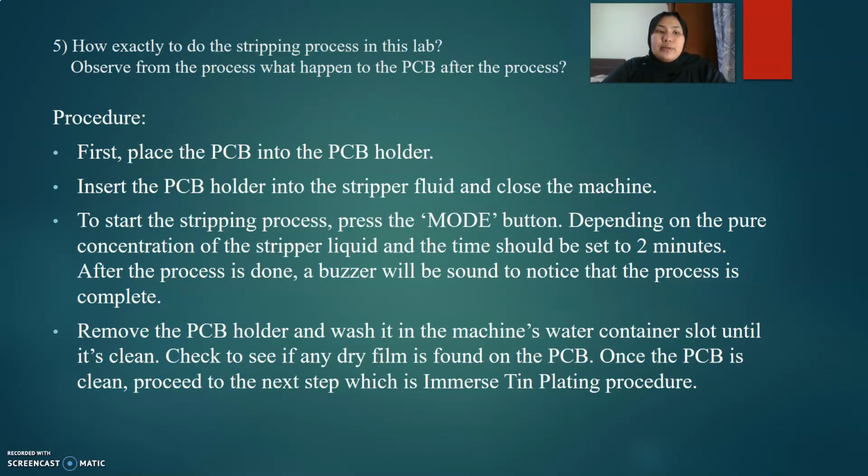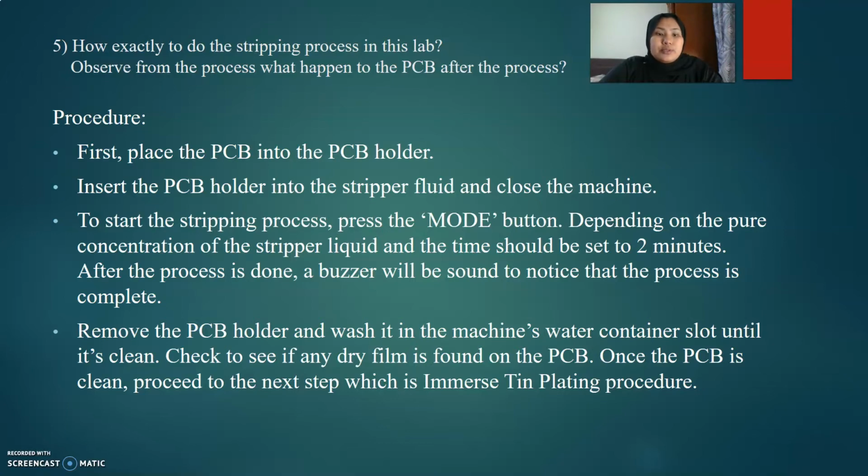Okay, question number 5 is how exactly to do the stripping process in this lab. So observe from the process what happened to the PCB after the process. Alright. In this stripping process, there are also a few procedures that we need to follow. For the first, place the PCB into the PCB holder. Second, insert the PCB holder into the stripper fluid and close the machine. Third, to start the stripping process, press the mode button.